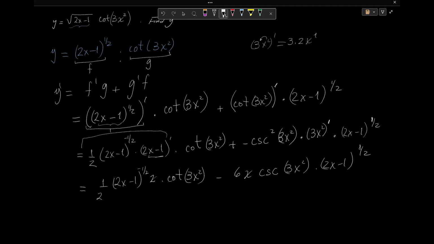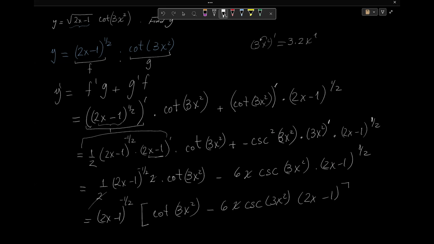So this 2 cancels this 2. I can factor out 2x minus 1 to the negative 1/2, and I'll have a cotangent of 3x squared minus 6x cosecant 3x squared. And here I'll have 2x minus 1 times 2x minus 1. Okay. So it wasn't really necessary to factor this out. It's not like we can add anything out. But you could do that if you want. Okay. And this is the answer right here.